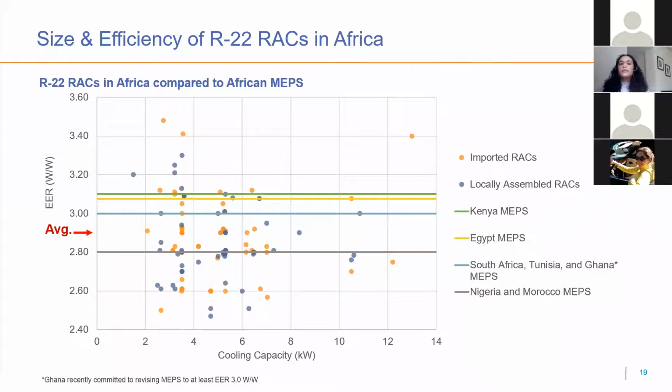So this image is just to give you a picture of what the market looks like, and to understand that there are a lot of low efficiency units on the market, and that the MEPS levels really don't seem to be really restricting the flow of low efficiency units as well as we would like to see.